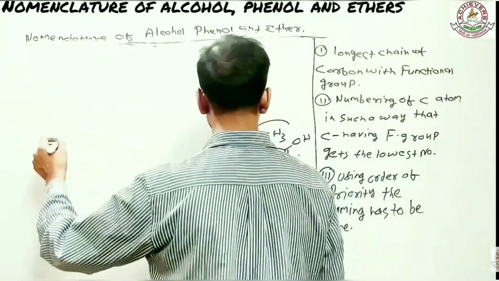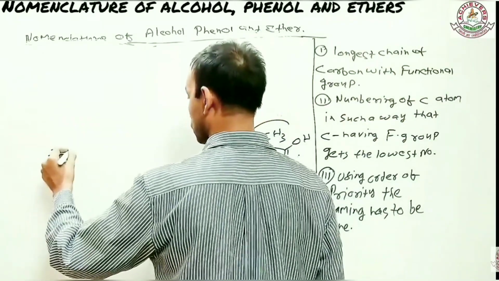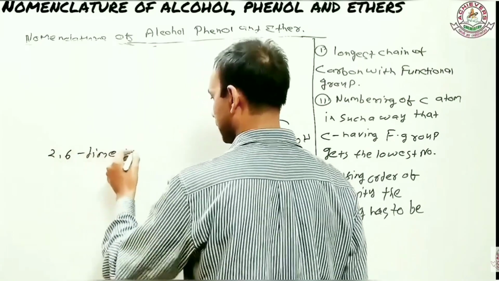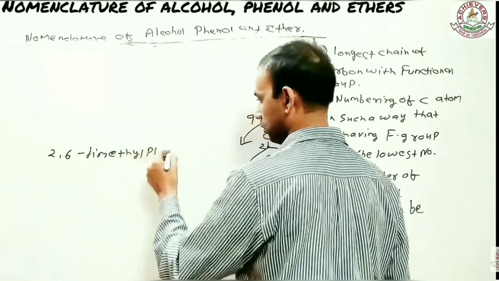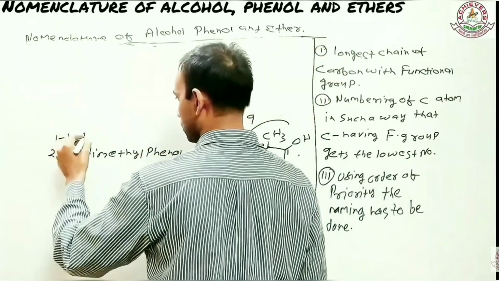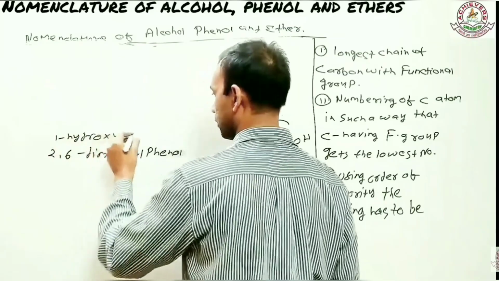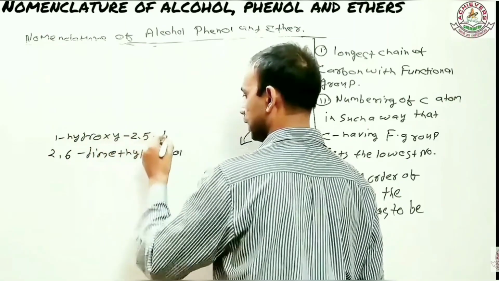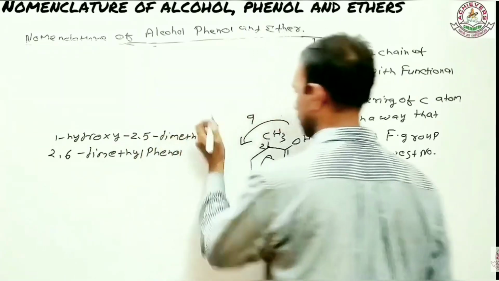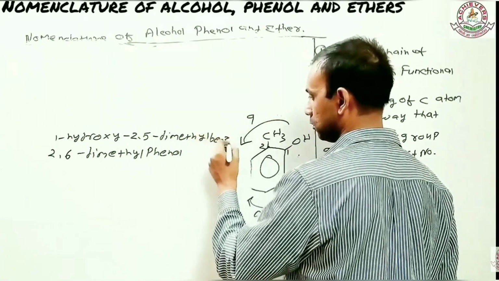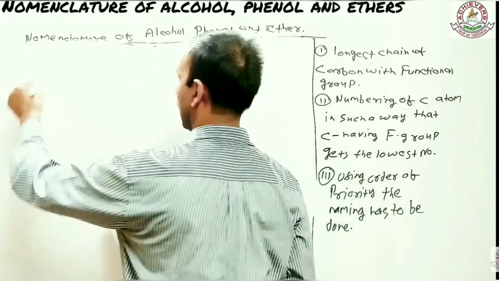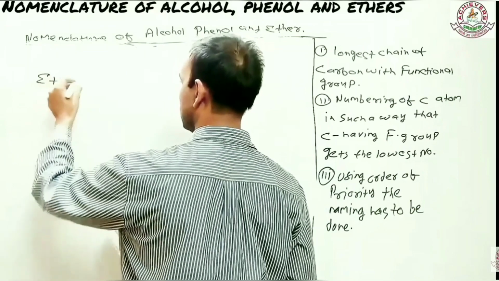So what is the name going to be? This is going to be 2,6-dimethyl phenol. Or it can be 1-hydroxy 2,6-dimethyl benzene. Right? So that's it. What I'm doing here, I'm talking about the ether.